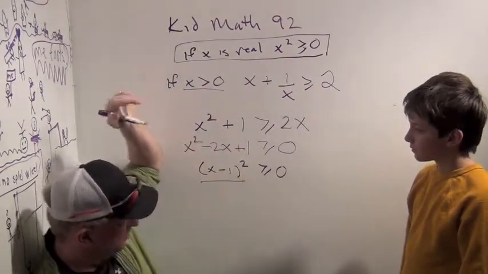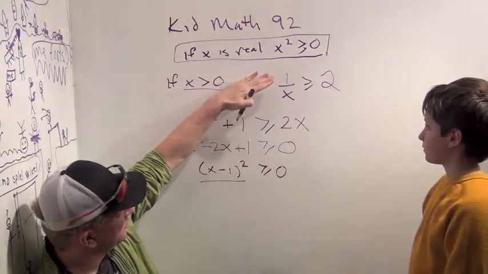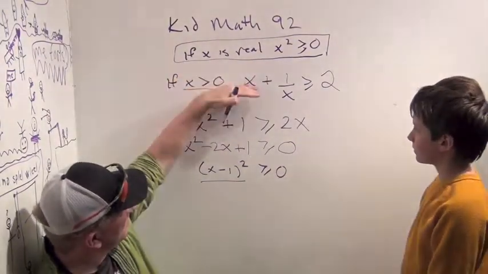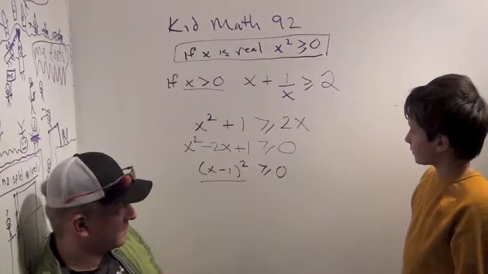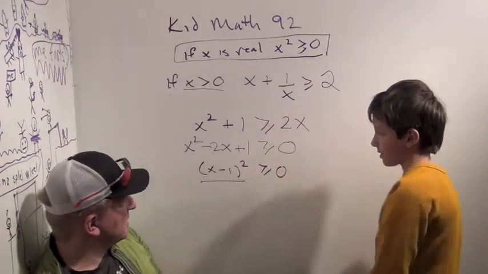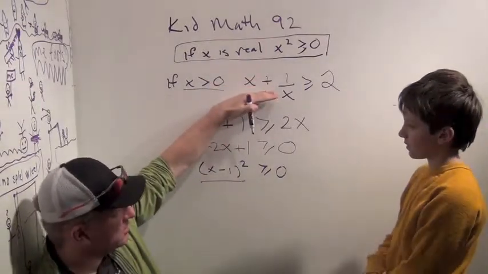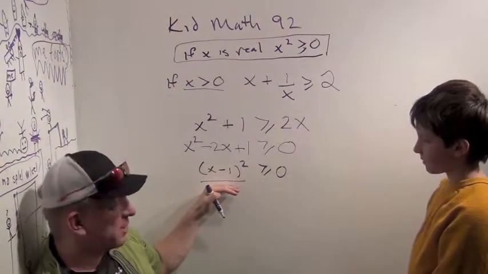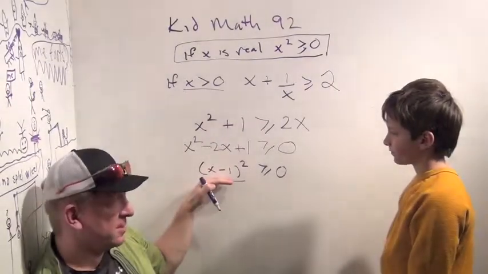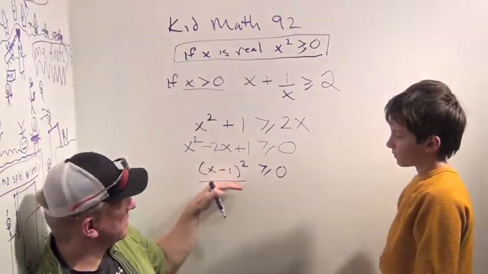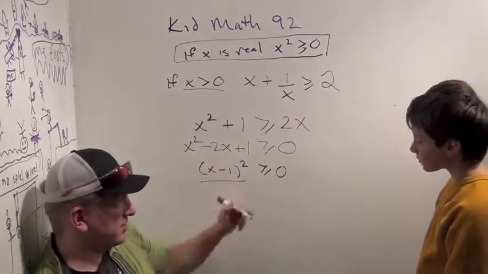So we took a simple statement, any number squared is greater than or equal to 0, and we produced a much more complicated statement: x plus 1 over x is greater than or equal to 2. We manipulated this into this form just by our rules of algebra. We multiplied by x, subtracted 2x from both sides, and factored. That produced a really interesting statement that was true because of this very simple statement.